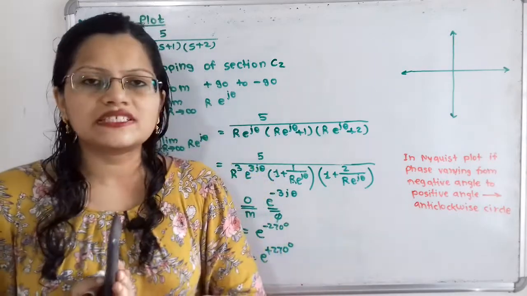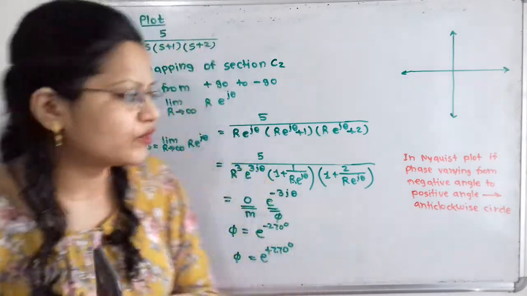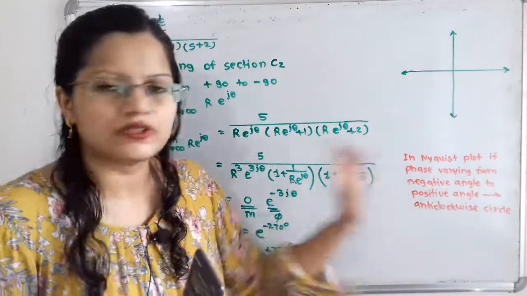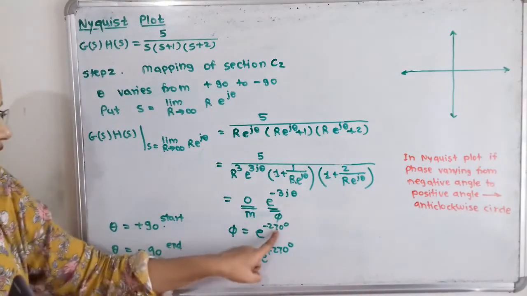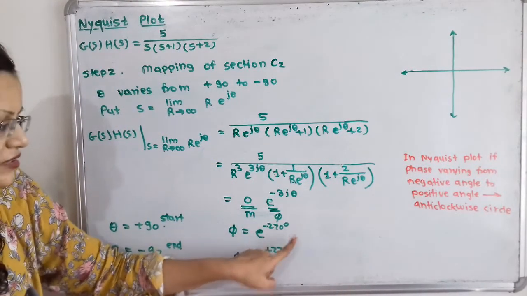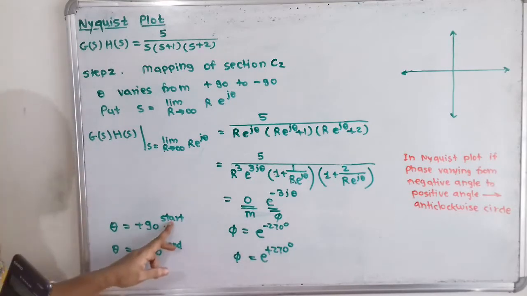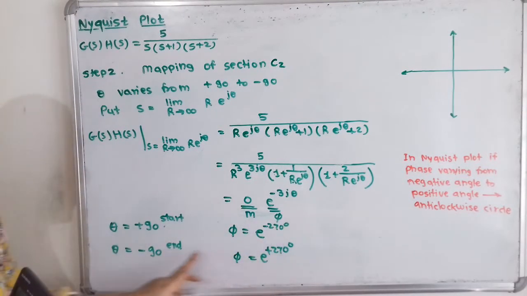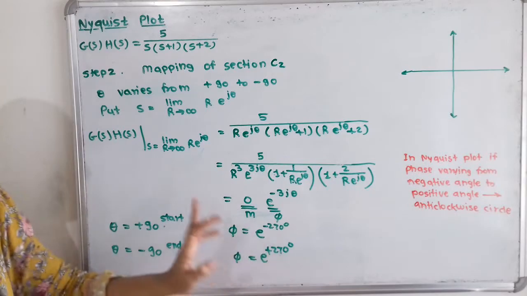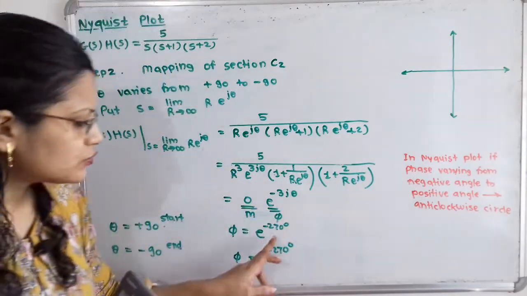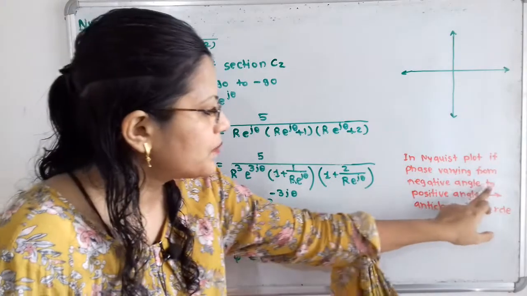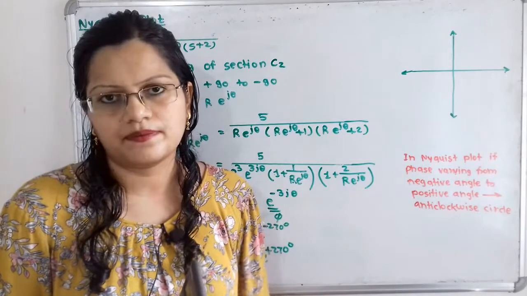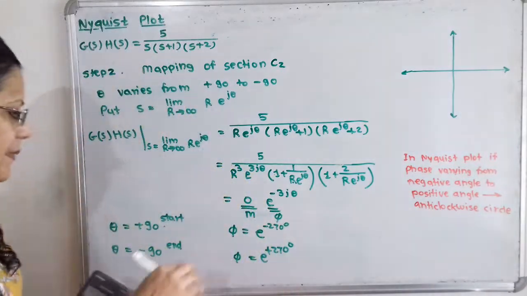Now one more rule that you have to note down in your notebook: in Nyquist plot, if phase varies from negative angle to positive angle, from minus 270 to plus 270, because this phase angle starts at minus 270 and ends at plus 270, then what is the direction of the circle? When this phase varies from negative to positive angle, we have to draw an anti-clockwise circle.